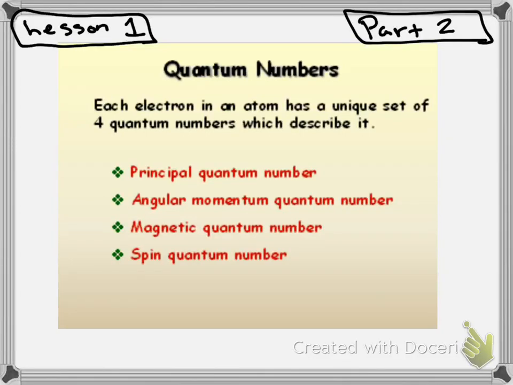Lesson 1, Part 2, Quantum Numbers. Quantum numbers are a special set of numbers that help you describe the location of an electron in an atom. There are 4 quantum numbers that we'll be learning: principal quantum number, given the abbreviation n, angular momentum quantum number, given the abbreviation l, magnetic quantum number, m sub l, and spin quantum number, m sub s. We will learn about these 4 quantum numbers.